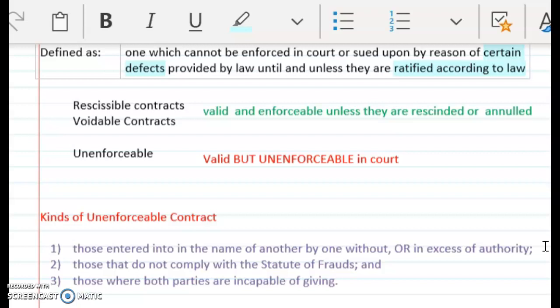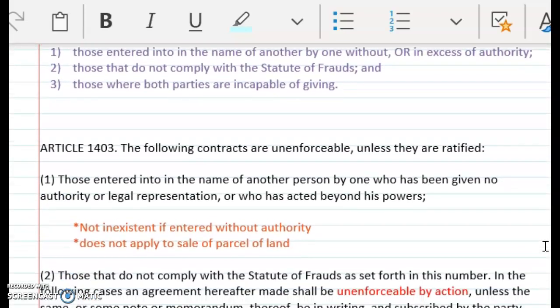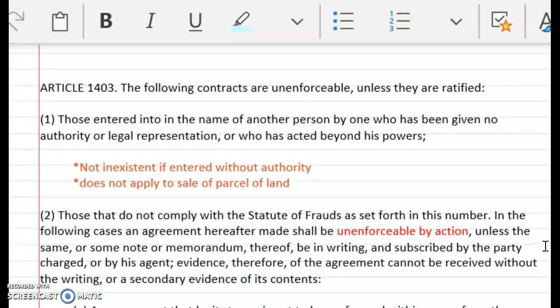Okay, you can turn your books to page, charot. You look for your codal, guys, and check what page it is. But you also have a copy of the article here.